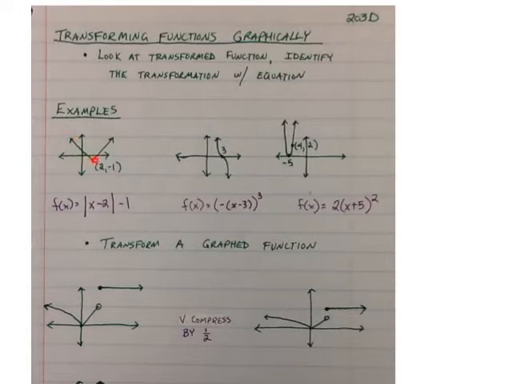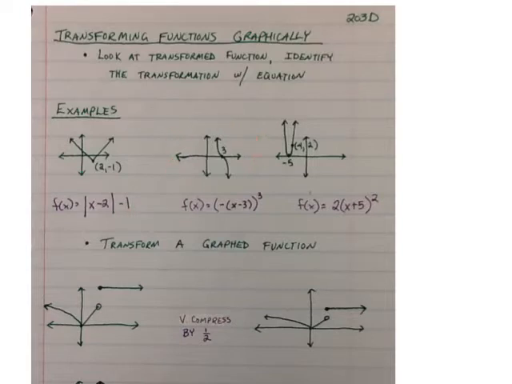So what we have here is it appears to be an absolute value function. I told you that the vertex was at 2, -1. So we have the absolute value of x, and it's been shifted right 2 units and then down 1 unit.